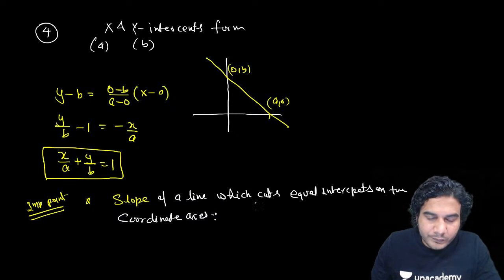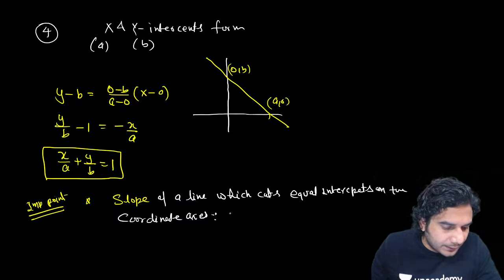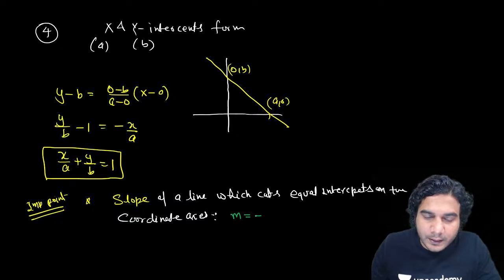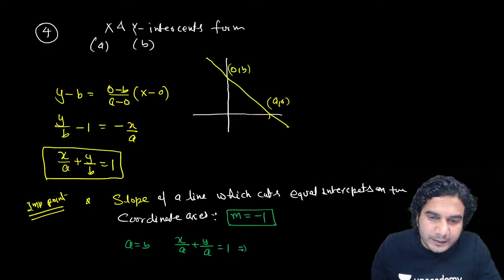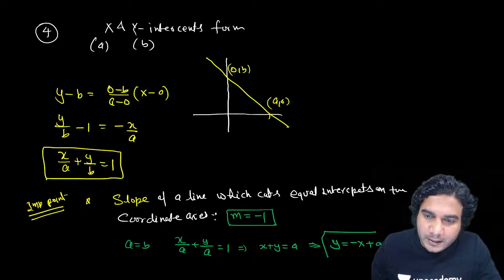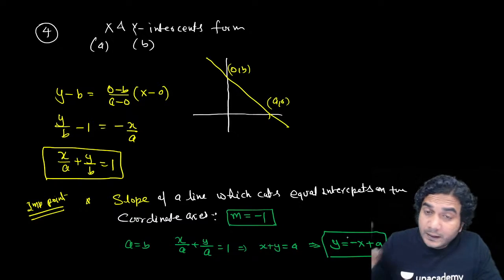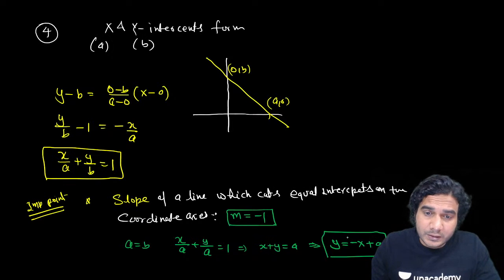Okay, I'll write it. Yes, m is equal to minus 1. This is m is equal to minus 1 because if you take a is equal to b, that means the line is going to be x upon a plus y upon a is equal to 1. That means x plus y is equal to a. And clearly you can see the slope of the line, y is equal to minus x plus a, so the slope is minus 1, right? So when a line cuts equal intercepts, then the slope is minus 1.